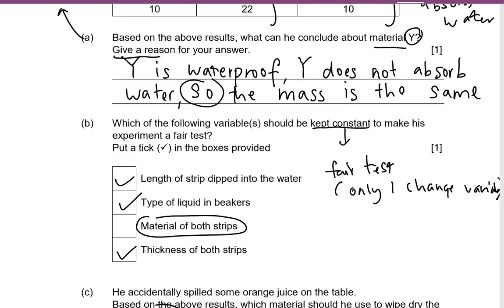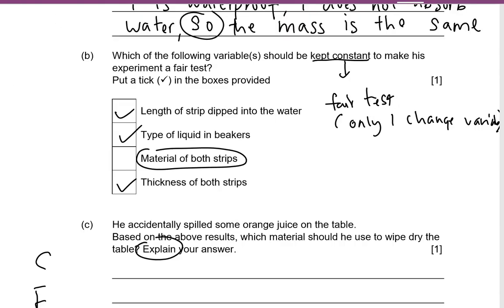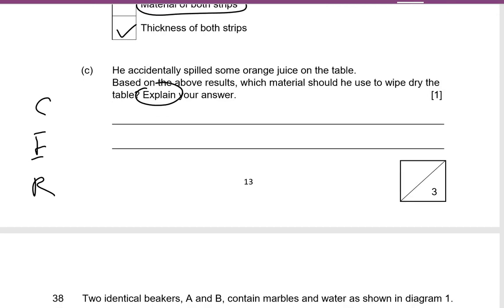For it to be waterproof, let's go back to the table. Which one is waterproof? Is it X or Y? Waterproof means it cannot absorb water. But in this case, you want it to be able to absorb all the water from the spill. So you have to choose one that absorbs, right? So X must be the answer. You're going to choose X because X is the one that absorbs.